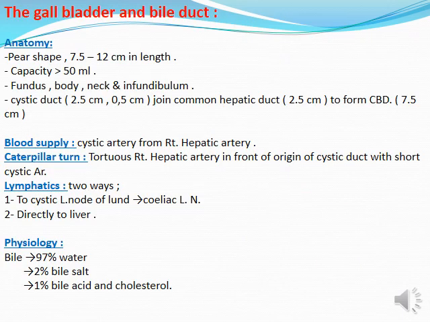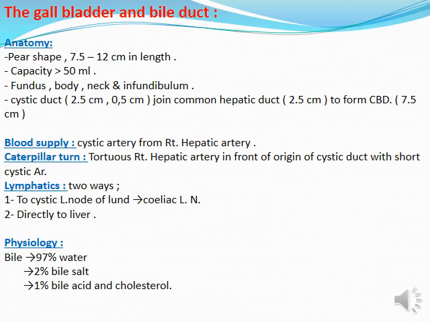The gallbladder and bile duct anatomy. The gallbladder is pear-shaped. It is around 7.5 to 12 centimeters in length. Its capacity is around 50 ml. It consists of fundus, body, neck, and infundibulum.